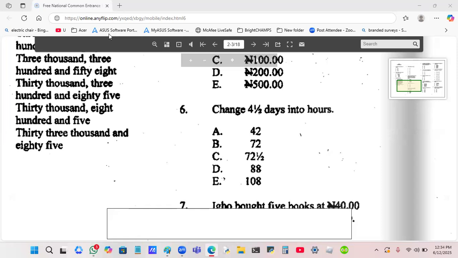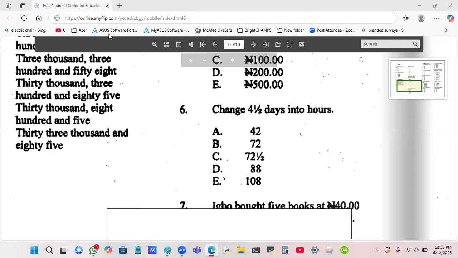So a full 4 days equals 96 hours, but since you are getting 4 days and a half, you now do what plus what, or what times 2, equals 24. 12 times 2 equals 24, and 12 plus 12 equals 24. So you now do 96 plus 12.